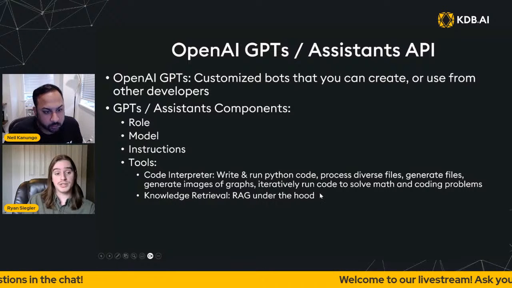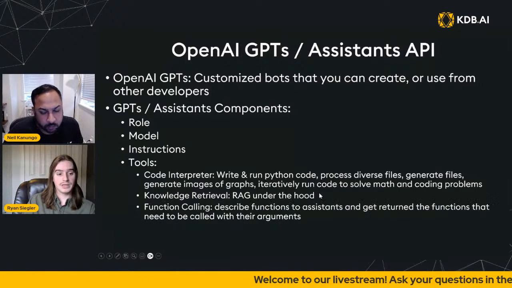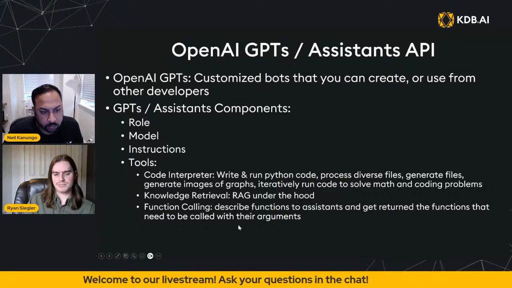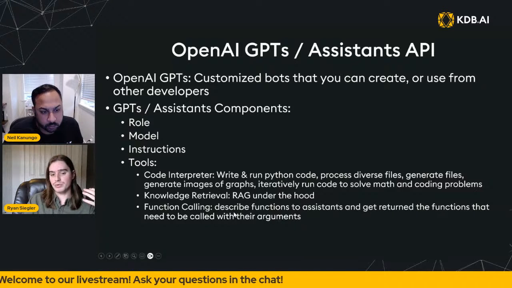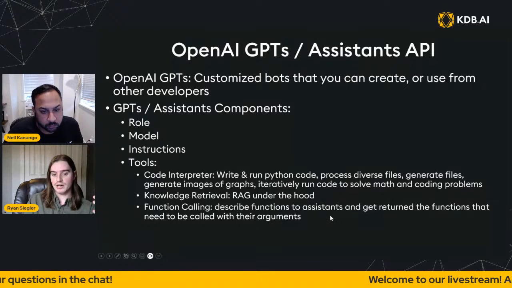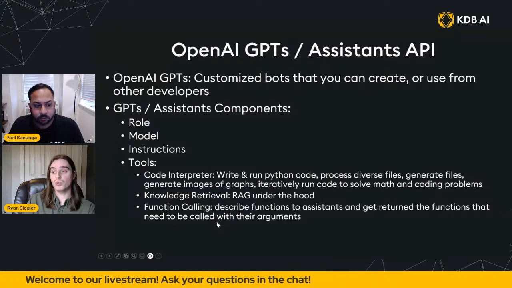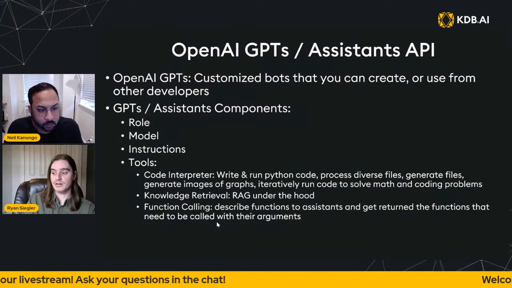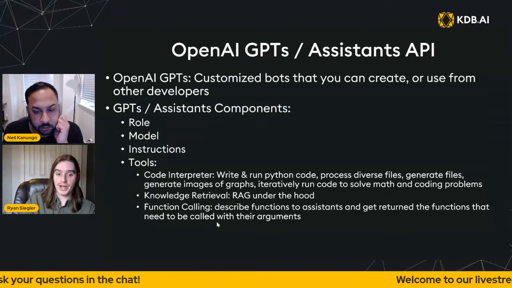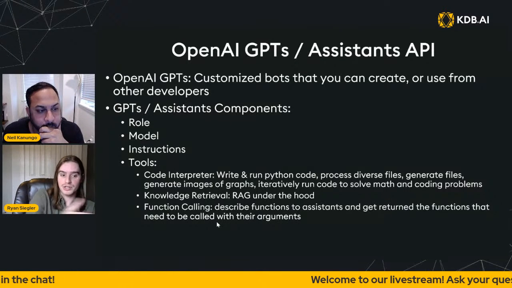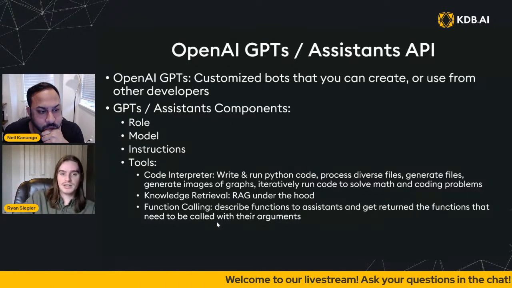But it's one option that they offer as a tool. And then the final tool that they offer is a function calling tool. And this is pretty cool because what you do is you describe in natural text the functions that you would like the assistant to use, and then it's able to return those functions as well as return to you what the arguments are that you need to pass into that function.